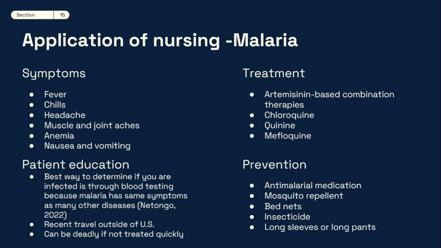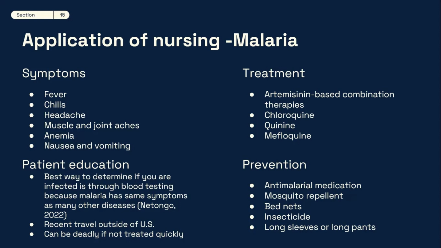The best way to determine if someone is infected with malaria is through blood testing because the symptoms are nearly identical to many other diseases. It is also important that you let your provider know if you have recently traveled to another country and returned to the United States because most malaria parasites are contracted in other countries. It is very important that patients get treated for malaria quickly after they start not feeling well because it can lead to rapid deterioration and even death if not treated.